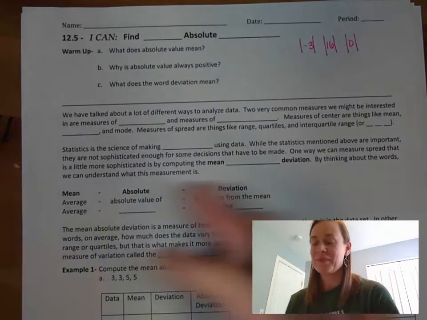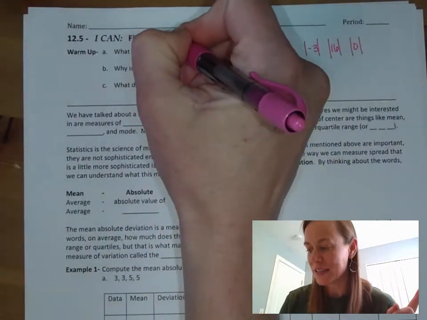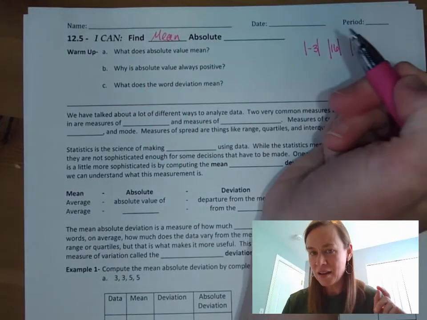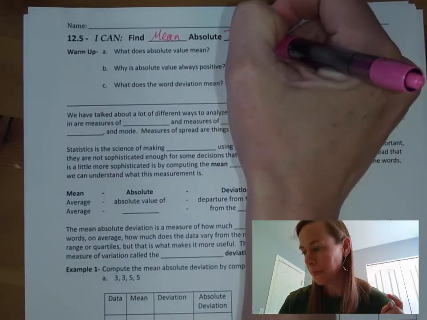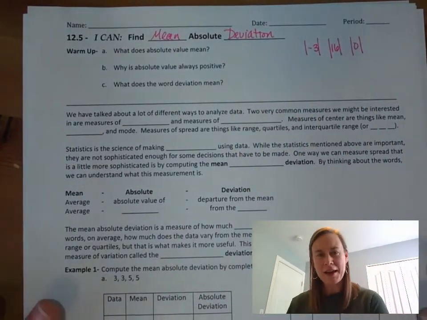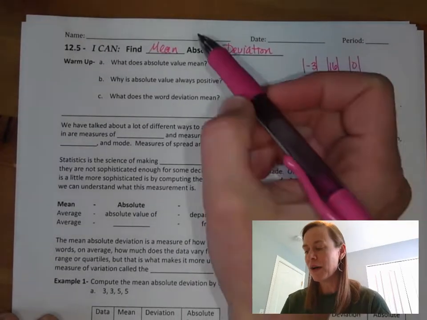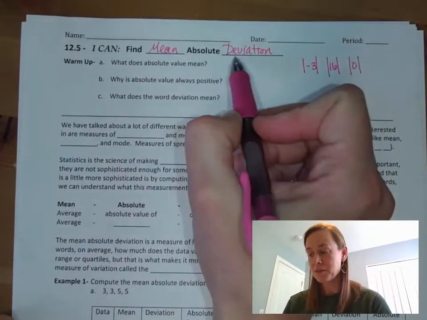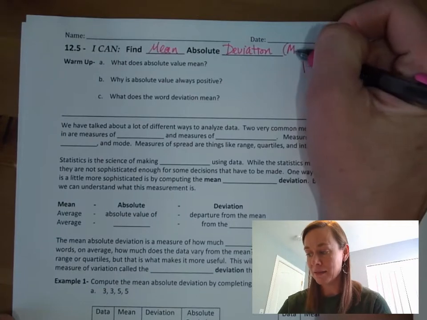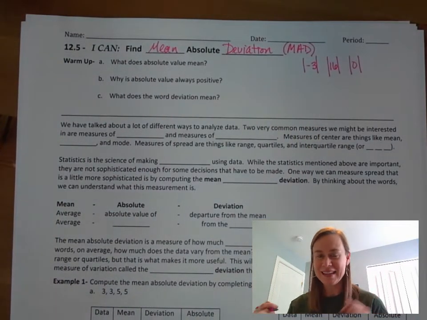So let's get started. I can statement. I can find the mean, this is going to sound crazy, the mean absolute deviation. If that sounds a little bit familiar to you, there was one of these problems in that practice test that you guys took. So if it's ringing a bell, that's probably why. We can abbreviate mean absolute deviation to be MAD. Sometimes you'll see that. So whichever way you want to say it.